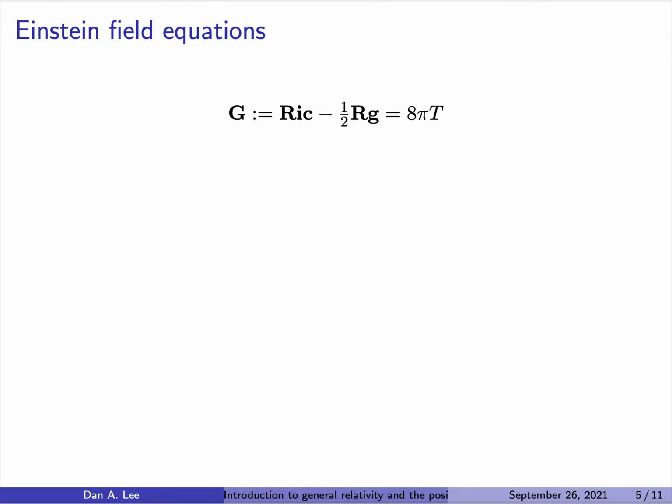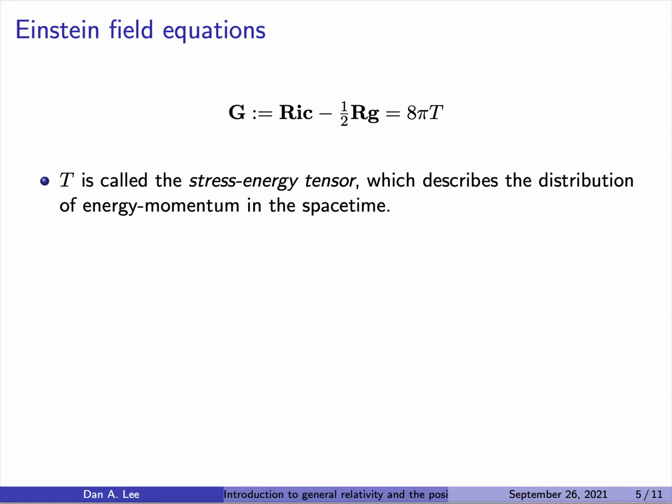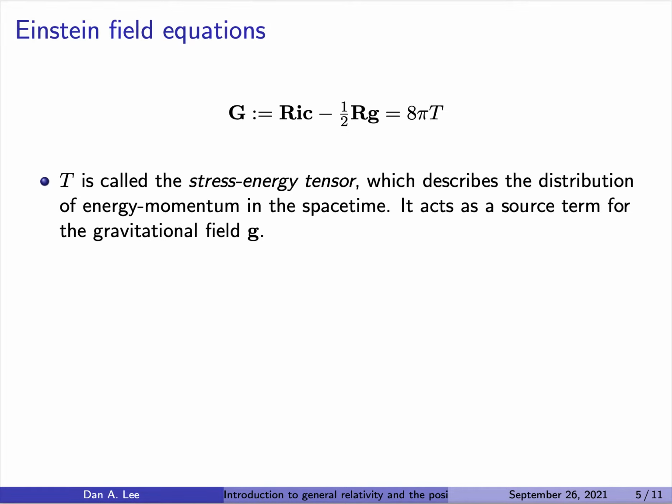So what is T? T is the stress energy tensor, and it describes the distribution of energy momentum in the spacetime. It acts as a source term for the gravitational field g. What we're used to thinking in classical physics is that if you have matter, then it's a source for gravity, right? Matter attracts other objects under gravity.